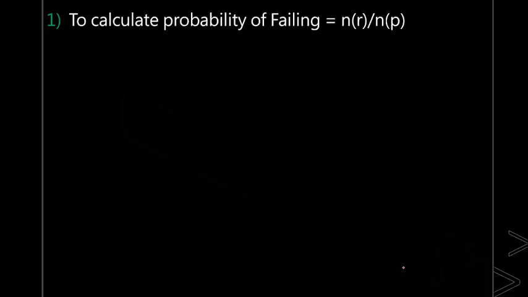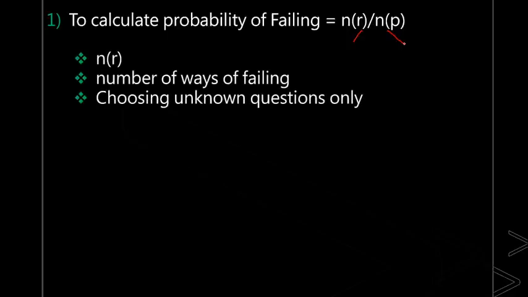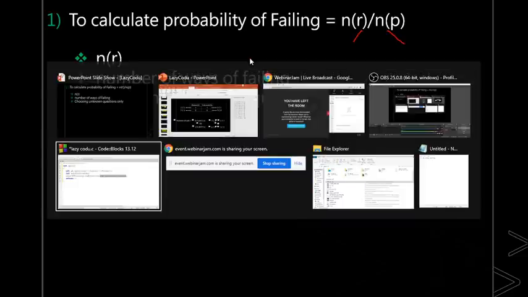Okay. So, how to calculate probability of failing? To calculate probability of failing, you need to calculate n of r divided by n of p. What is r? Requirement. P is total set. N of r is nothing but number of ways of failing. In how many ways can you fail? Only when I choose unknown questions you will fail. Let me just code it parallelly.